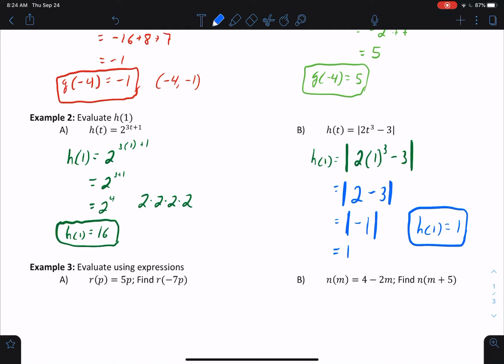If you ever have a negative sign inside your absolute value, you just take the positive of that. If it's positive, it stays positive because the absolute value is finding the distance, and distance cannot be negative.